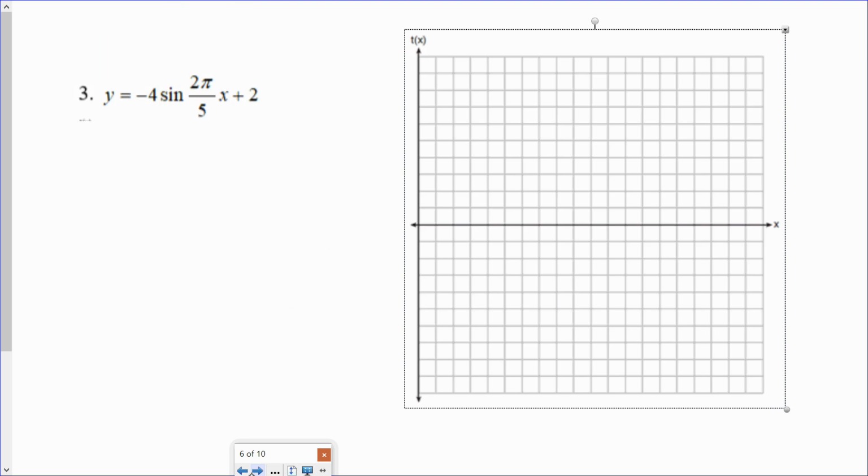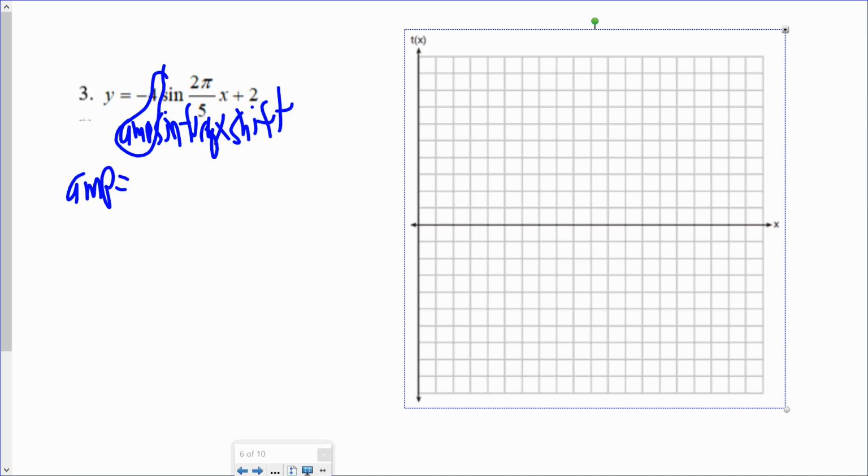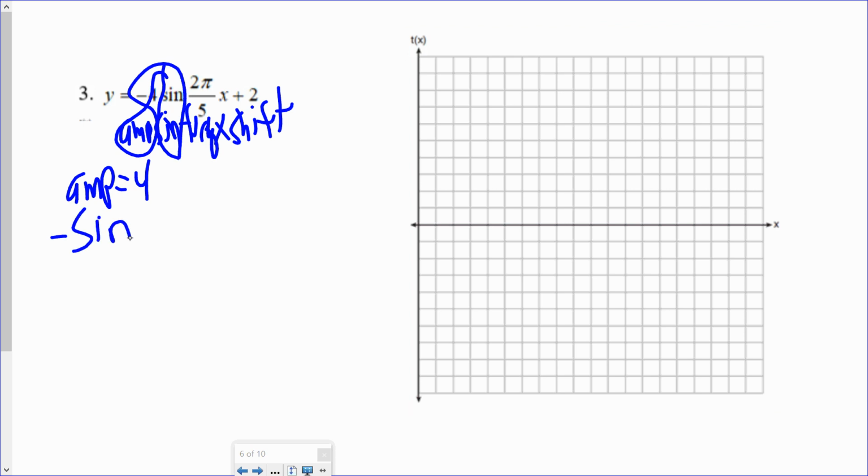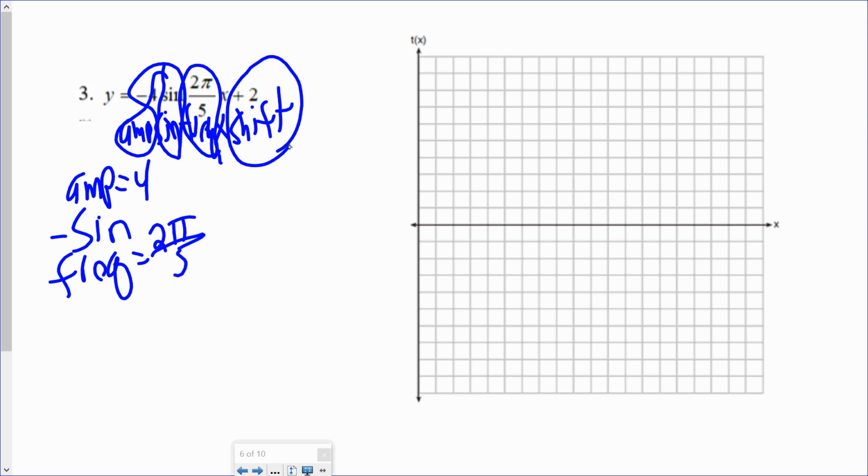Number 3, amp, sine, freq, x, shift. Amp is 4. It's a negative sine. That negative in front does not affect the amplitude. That negative in front is telling us it's a negative sine. Freq is 2 pi over 5. Shift is 2.